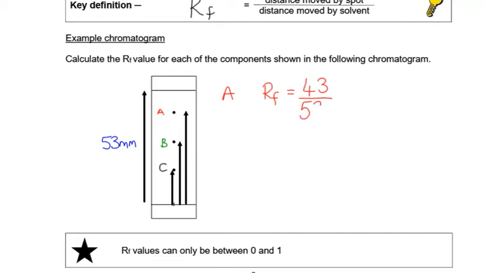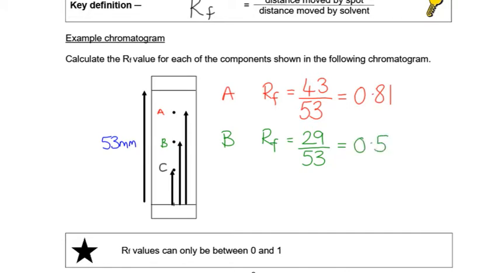So what fraction of 53 millimeters is 43 millimeters? I'm going to give it to 2 decimal places, 2 significant figures, because that's how much I've measured the distances to. And for B, it's moved a lot less, it's a little bit more than half by the look of it, so I should get a number a little bit more than half. And for our final spot, it's moved probably about 1/3 of the way up the plate by looking at it with your eye. I'm getting 16 millimeters.